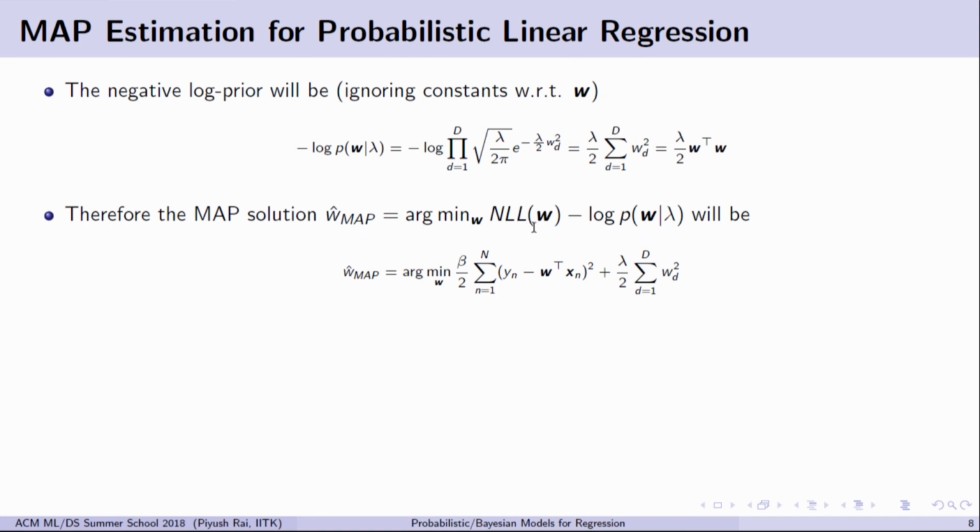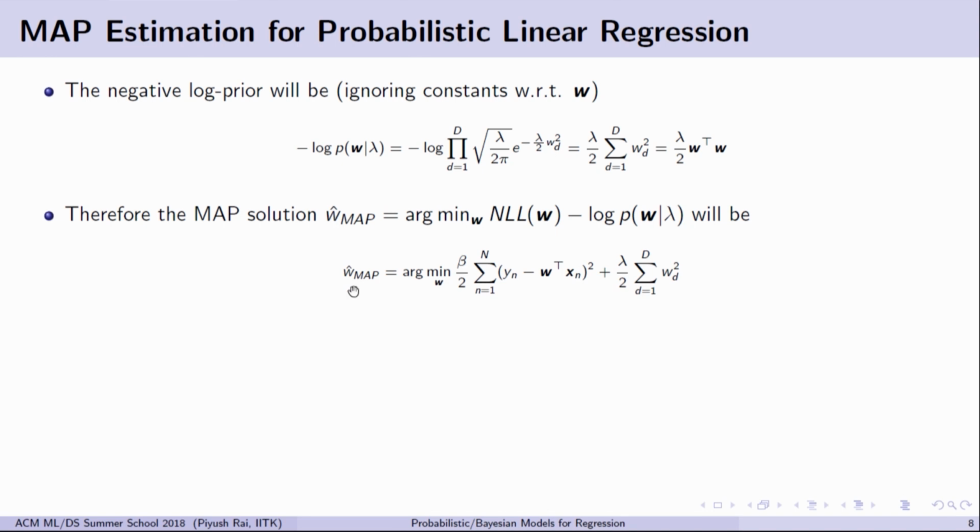We already saw that the negative log likelihood is this term in the beginning, and the negative log prior is this term that we have from above. So the W MAP will be argmin, the minimization with respect to W, of this combined objective. Note that this objective has 2 parts. One is the sum of squared errors. The second is basically the sum of the coefficients squared. So this is the W MAP.